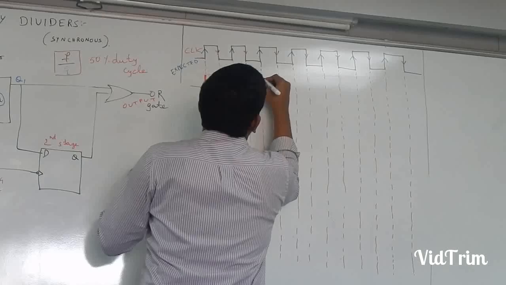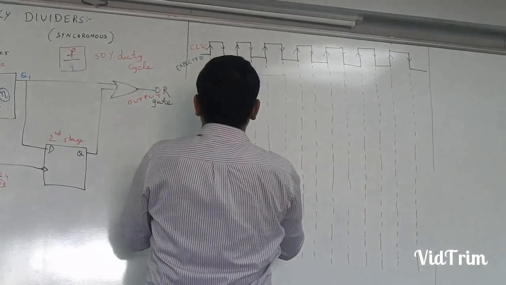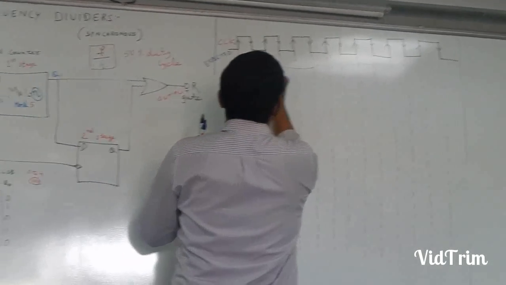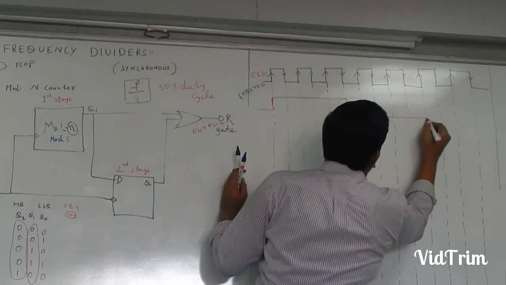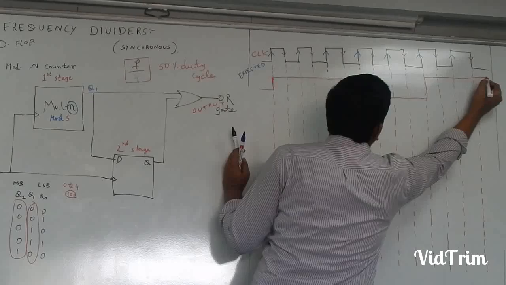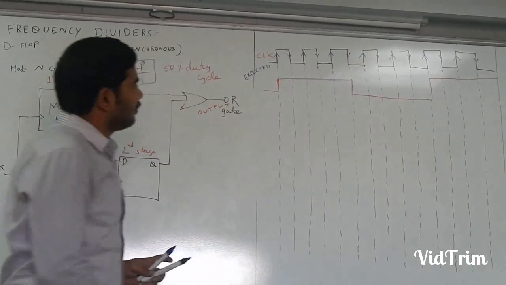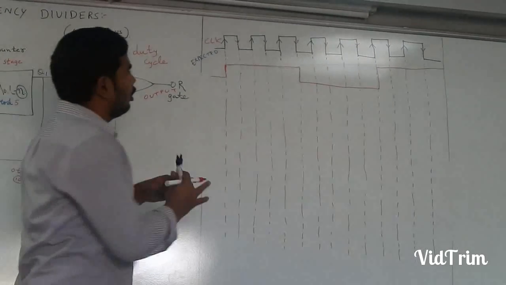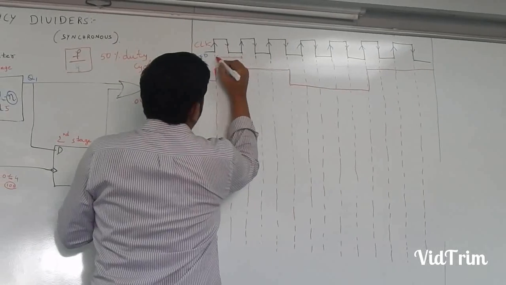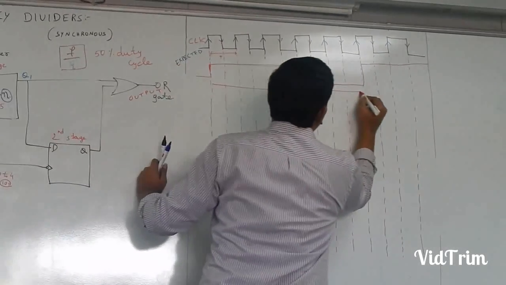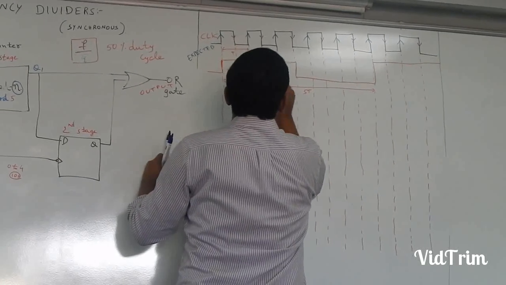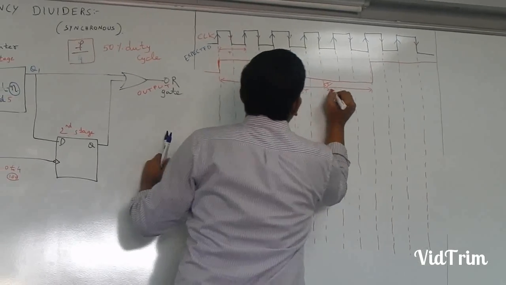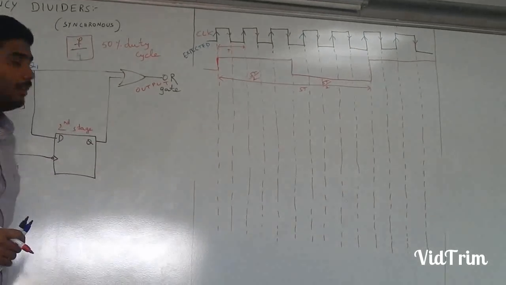.5 clock pulse on and 2.5 clock pulse off, and it repeats like this. Okay, 2.5 clock pulse, this is T, whereas this is 5T. This 5T by 2 and this also 5T by 2. So this is our expected waveform.